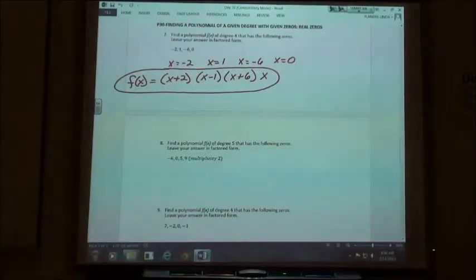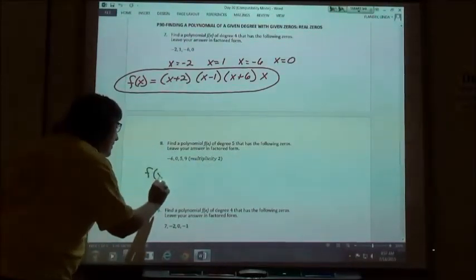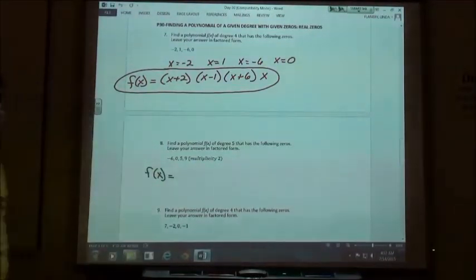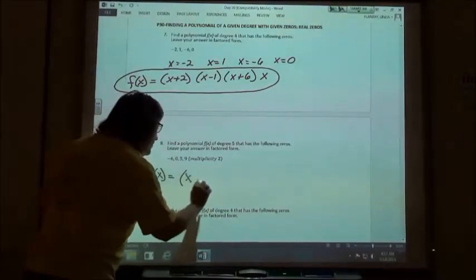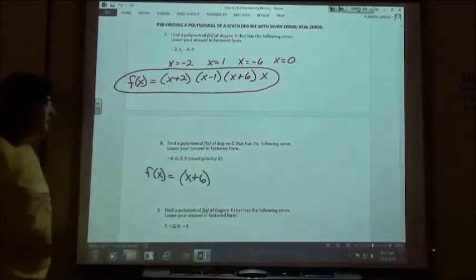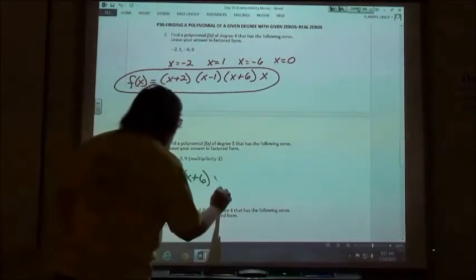So number 8, we want to find a polynomial f of x of degree 5 that has the following zeros. If negative 6 is my answer, my factor would have been x plus 6. If 0 is my answer, then my factor would have been just plain x.